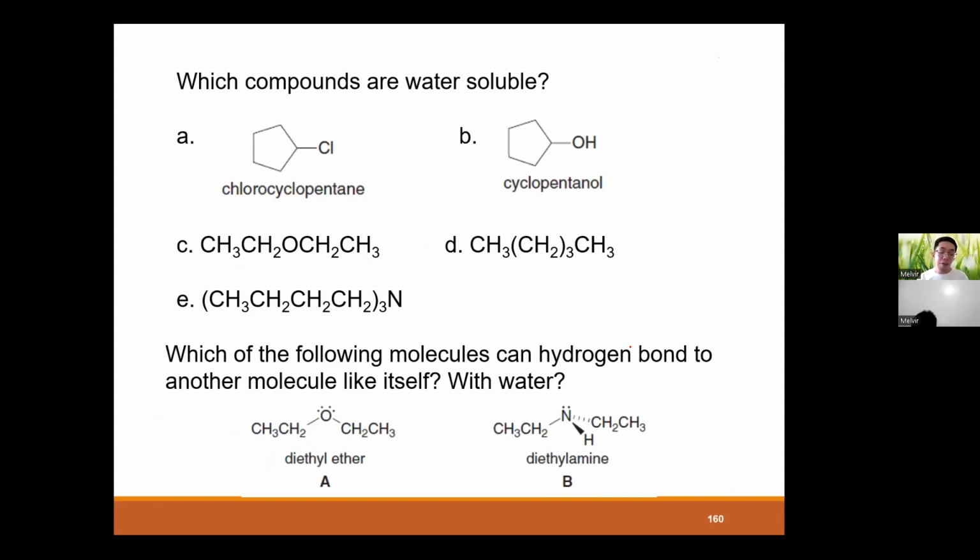Okay, so yan ulit Josh. Yan muna tayo. Which compounds are soluble? Sa number 1, Josh, which compounds are water soluble? Meron kang 5 compounds dyan. Bibilugan mo lang kung sino yung water soluble. So, number 2, Josh, which of the following molecules can hydrogen bond to another molecule like itself? And then the next question, with water. Yan lang muna. Sige, I'll give you a minute for this, para sagutan mo siya. 1 minuto lang ha.